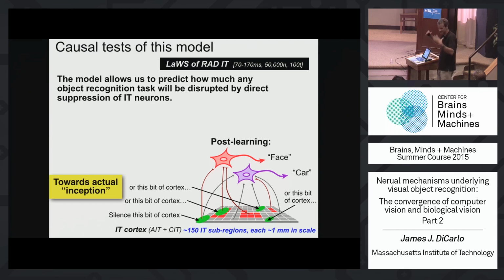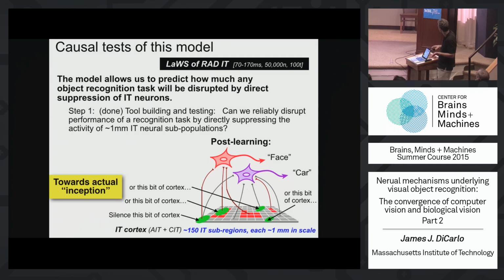This is a dream about BMI, right? Could you kind of inject a percept? And to do that, you're going to need to do experiments like this. And you understand this hardware to interact with it. It's something we talked about earlier. So actually, Susumu Tonegawa's lab has some cool Inception stuff on memory, but this is like inserting an object percept. So to do that, and this has been a dream for many of us for a long time, can we reliably disrupt performance by suppressing 1 millimeter bits of IT?